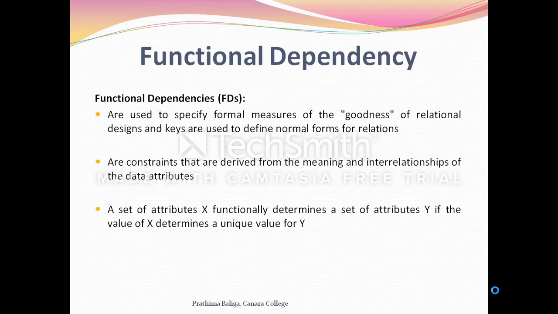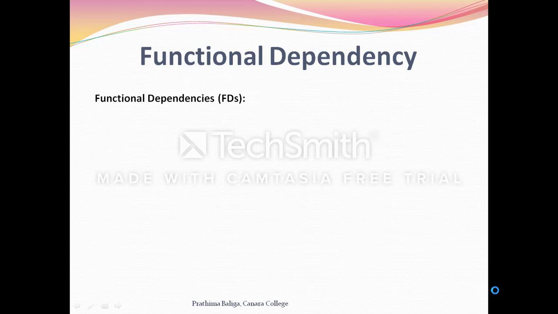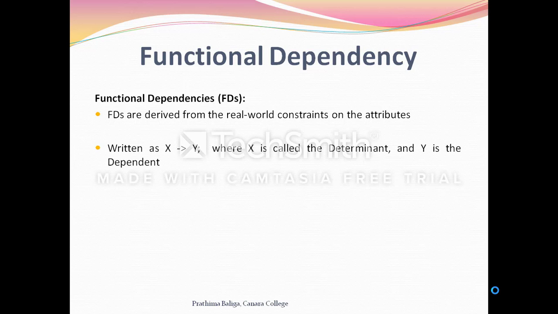A set of attributes X functionally determines a set of attributes Y if the value of X determines a unique value for Y. Functional dependencies are derived from real-world constraints on the attributes. Functional dependency is denoted as X arrow Y and is read as X determines Y, where X is called the determinant and Y is called the dependent. It specifies a constraint on all relation instances r of R.